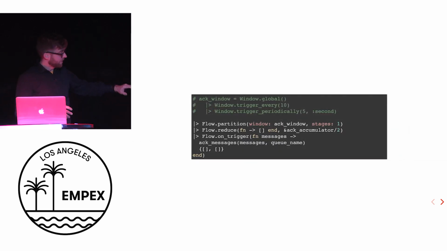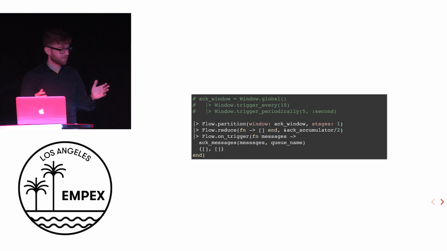And then the third and final step of this, we partition by the message window, which you can see in that commented out code above. It's defined farther up in the file. We reduce the partition that comes out by our ACK accumulator function, which is super simple. I'll show you in a second. And then we send whatever's left to that ACK messages function, which sends out to SQS.